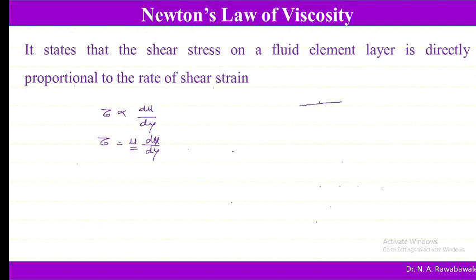When one layer is flowing over the other layer, there exists a shear stress in between, and that shear stress is directly proportional to the velocity and inversely proportional to the change in distance. If this distance increases, the shear stress decreases. If the velocity increases, the shear stress also increases. So mu is the coefficient of dynamic viscosity. This is Newton's law of viscosity.